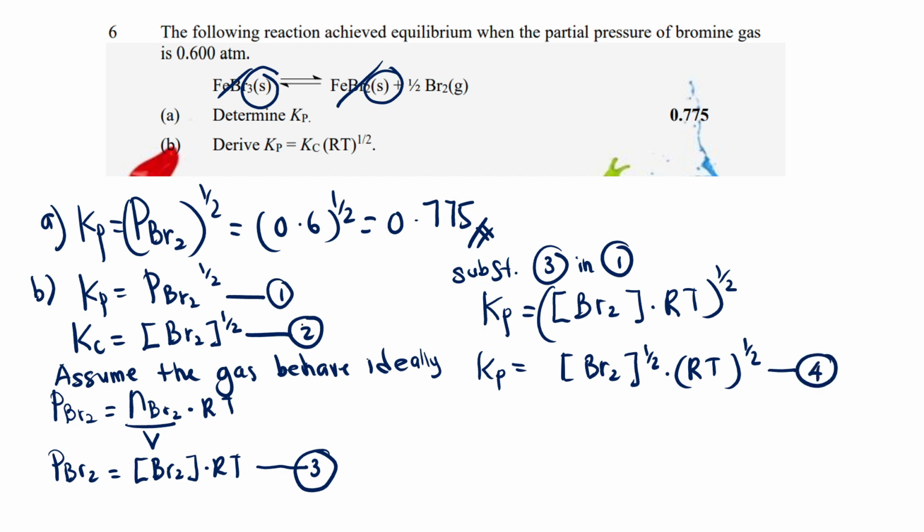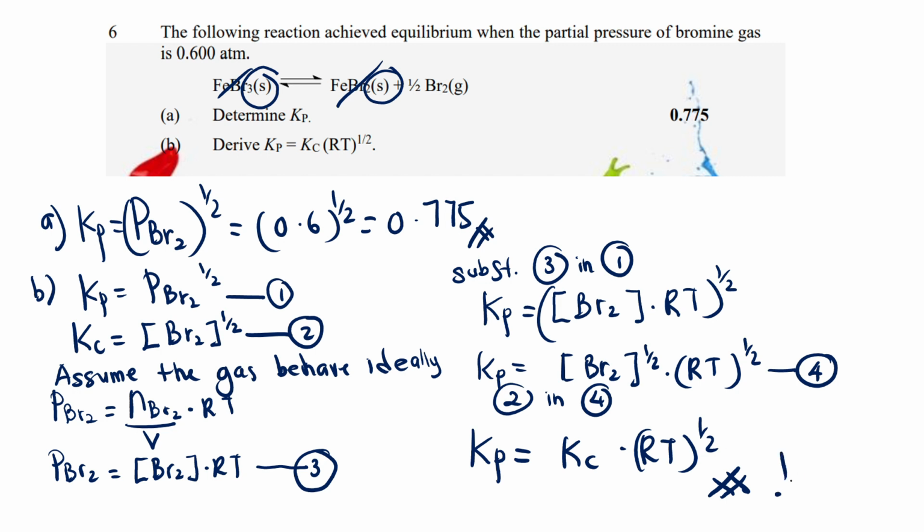We substitute equation 2 into equation 4. Okay, substitute 2 into 4. Jadi 2 tadi, Br2 power of half equal to Kc. So kita substitute, Kp is equal to Kc RT power of half. Alright, so derive. Okay, so this is the derivation untuk question number 6.